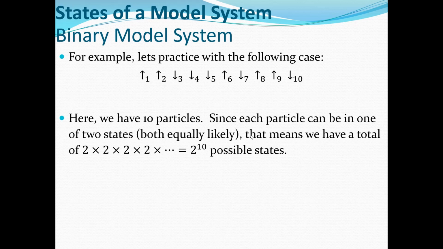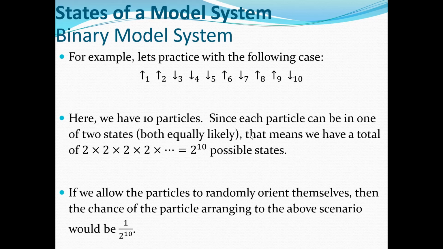1,024 possible states. So this scenario goes into the idea of probability: this is one of those 1,000-plus states. If I had a set of 10 particles and I just randomly let them orient themselves, assuming that each orientation is equally likely, that particle 1 is equally likely to point up as it is to point down, and the same for all the others, then the probability of me actually getting this specific case is 1 over 2 to the 10th. 1 because this is one specific scenario, and this being the total number of scenarios that are possible.